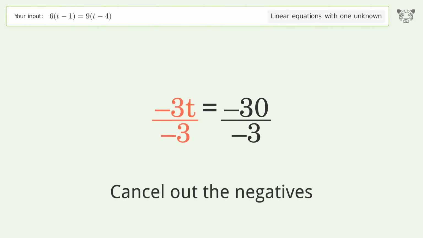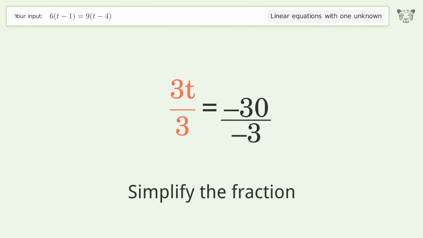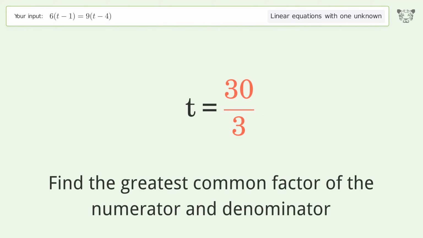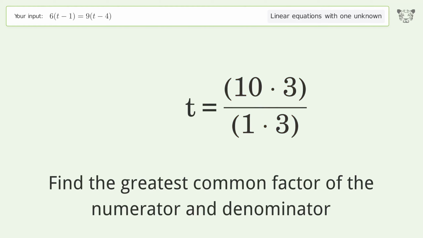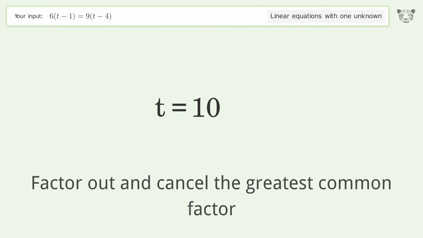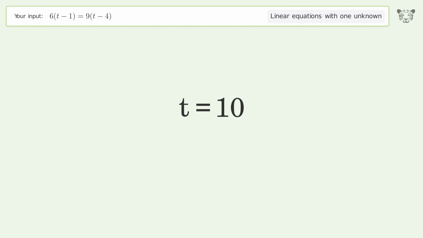Cancel out the negatives. Simplify the fraction. Cancel out the negatives. Find the greatest common factor of the numerator and denominator. Factor out and cancel the greatest common factor. And so the final result is t equals 10.